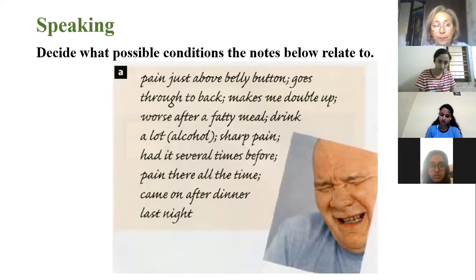Okay. What are the possible conditions? What is the possible condition that the pain relates to? Gas troubles, because he is having pain after taking his meal, so it can be due to gas troubles. Yes. Okay. What else? Any other diagnosis?